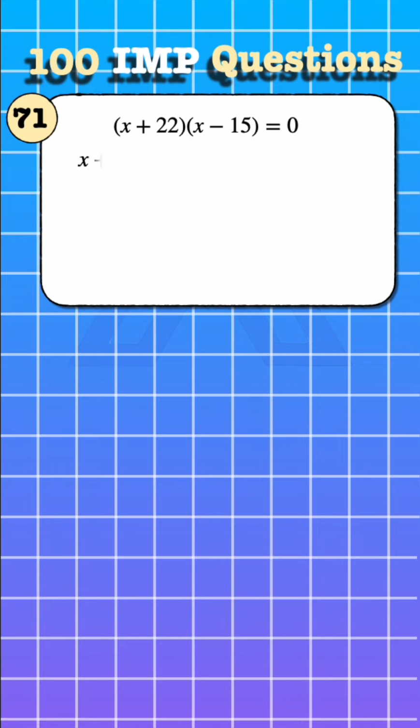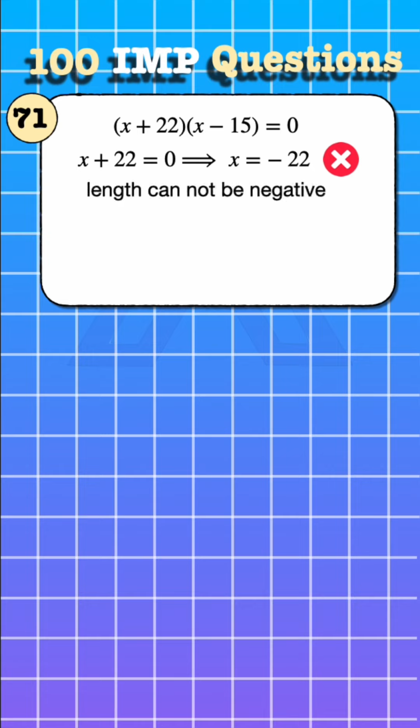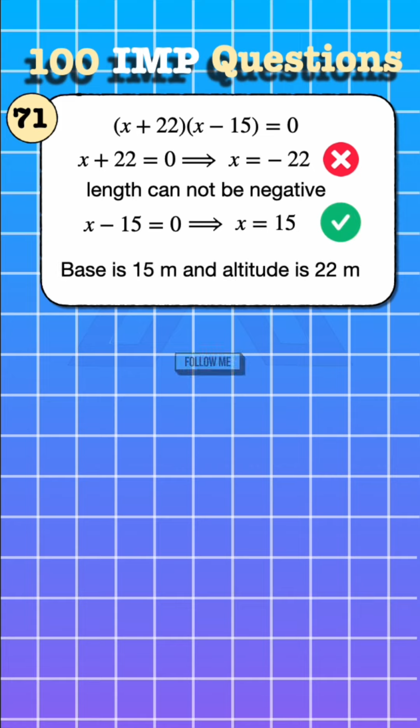If you equate x plus 22 equal to 0, you will get x equal to minus 22, and since x is a length and length can't be a negative number, so we can reject this value. Second, x minus 15 equal to 0 will give you x equal to 15. That's a positive number, so we can accept it. Okay? So we got base is 15 meter and altitude is 7 more. So 15 plus 7, it will be 22 meters.